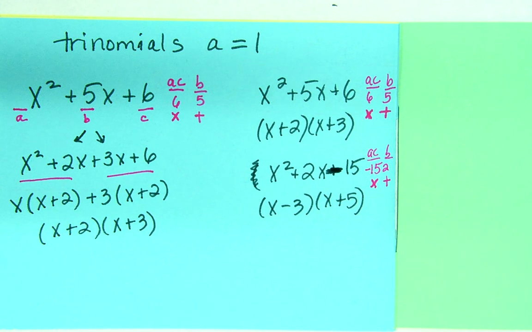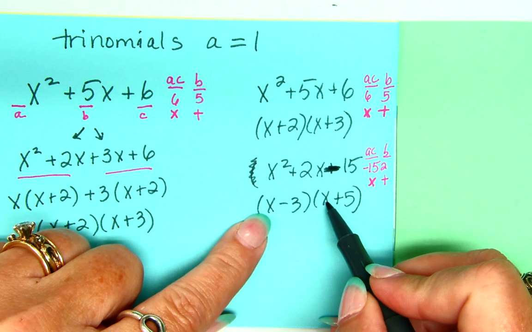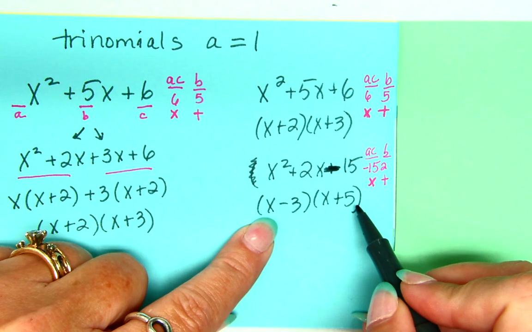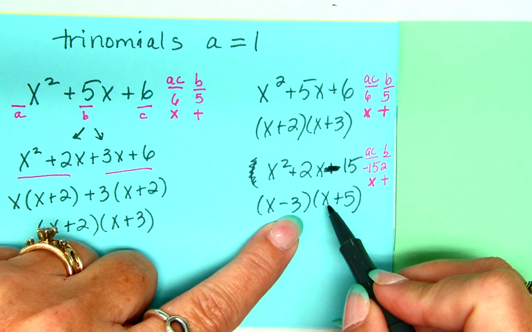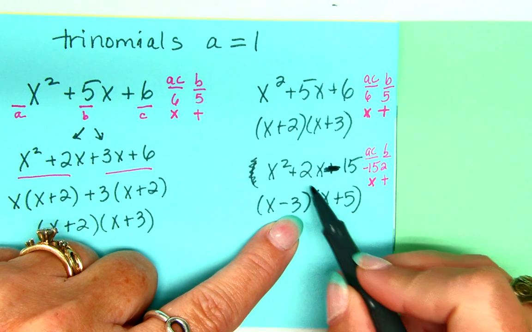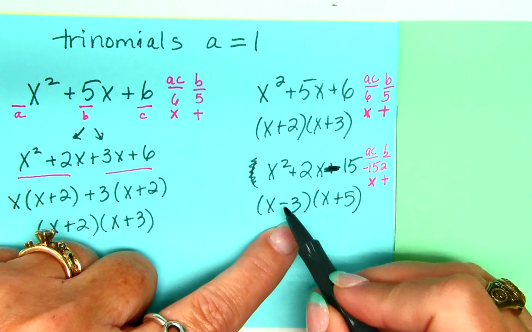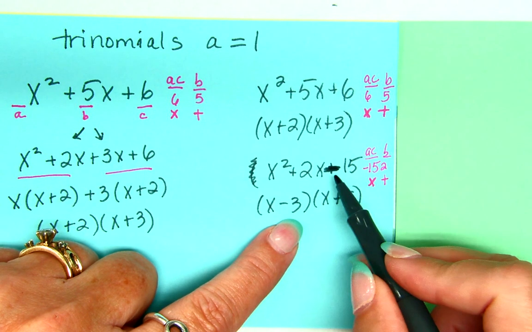You can distribute, yes, you can. What's X times X? X squared. What's X times 5? 5x. What's negative 3 times X? Negative 3x. And 5x and negative 3x equals what? 2x. And then what's negative 3 times 5? Done.